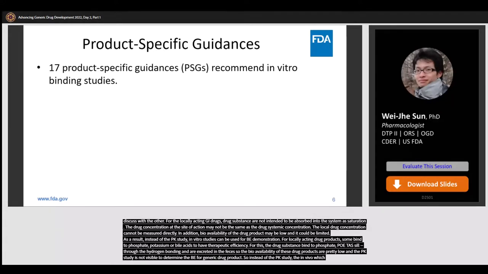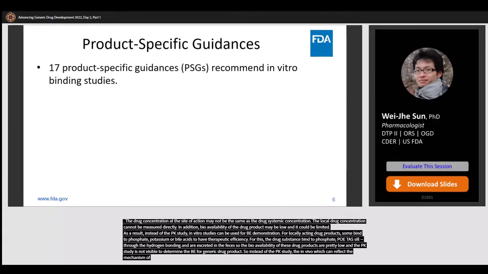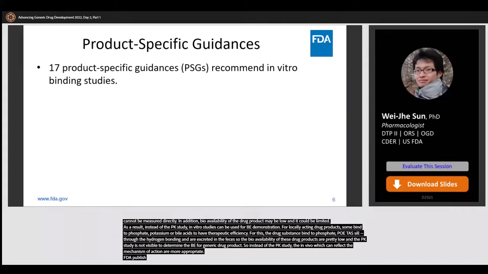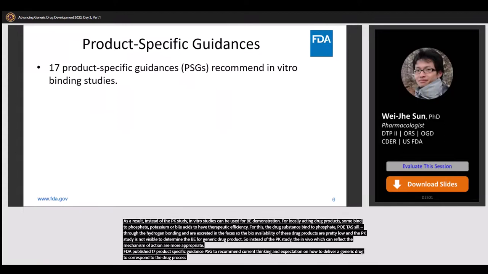FDA published product-specific guidance, PSG, to describe FDA's current thinking and expectation on how to develop generic drug products therapeutically equivalent to corresponding reference drug products. PSG recommends in vivo or in vitro study to establish BE between generic drug and the reference drug products. Currently, there are 17 PSGs that recommend in vitro binding studies.